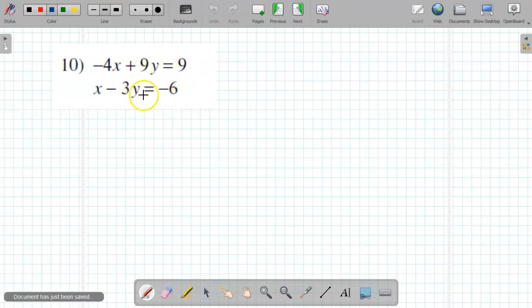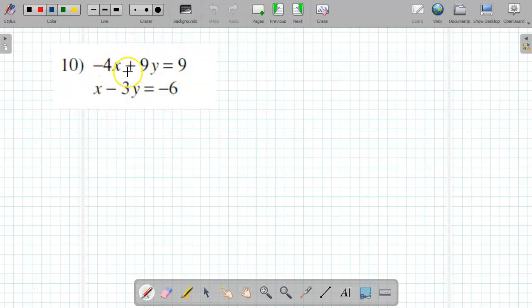So the first thing I need to do is pick out which variable I want to get rid of. In this case, I'm actually going to do this problem twice because there's really no difference in which one's easier. I've got 4x and x, I've got 9y and 3y. So this is a pretty simple problem. I could get rid of the x or the y in this case. Let's try to get rid of the x's in the first way I'm going to do this problem.